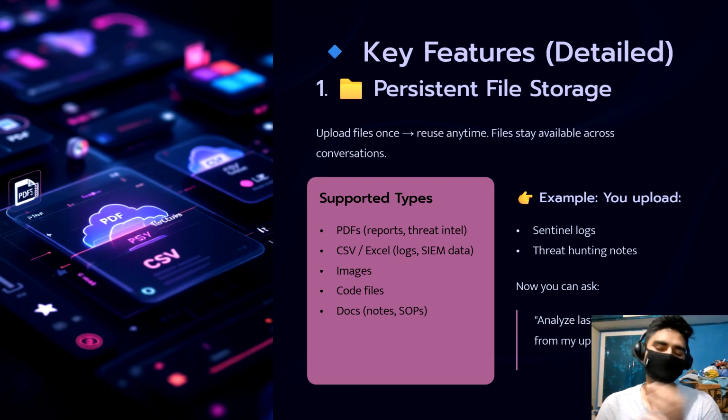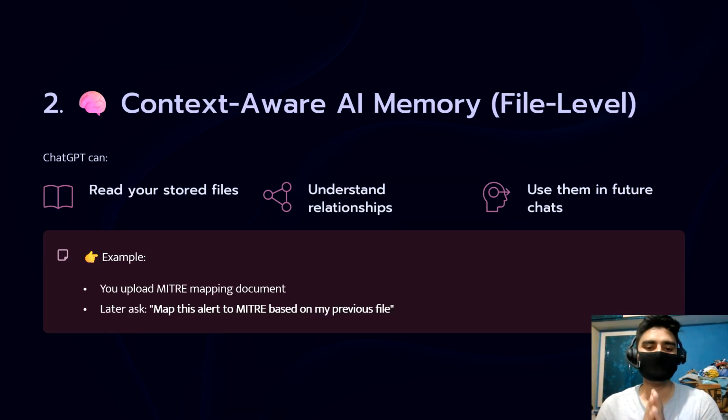Next are the supported types. What are the different types supported in OpenAI? It supports PDF reports, CSVs, emails, code files, docs, and notes or SOPs. For example, you upload Sentinel logs or threat hunt notes, and it can give you an analyzed summary. Then there is context-aware AI memory at the file level.